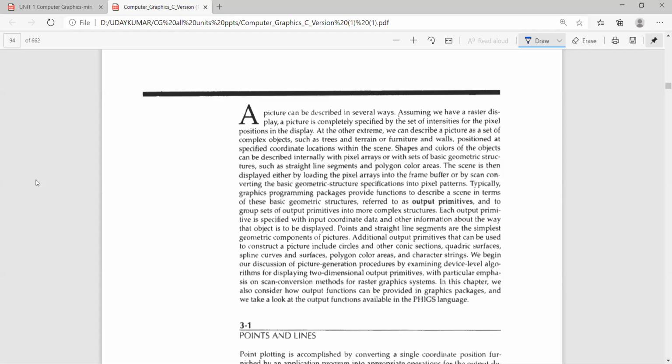So how is a particular scene going to display on the screen? A scene or any picture is displayed on the screen by loading the pixel values, the pixel arrays, into the frame buffer. Arrays here means a set of values. Or by scan converting the basic geometric structure specifications into pixel patterns. You convert that into pixel patterns to display on the screen. This whole process can be referred to as output primitives.